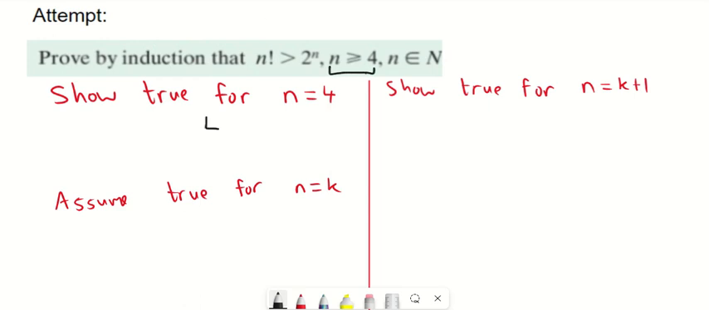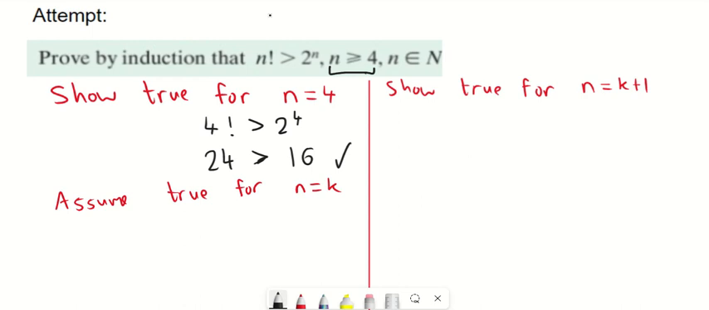So 4 factorial is greater than 2 to the power of 4. So 4 factorial, you can do it on the calculator if you want. It just means 4 times 3, which is 12, times 2, which is 24, times 1 is 24. So we get 24 there, is greater than 2 to the power of 4. So that's 2 times 2 times 2 times 2, so that's going to be 16. So we've shown then that it's true for n equals 4.